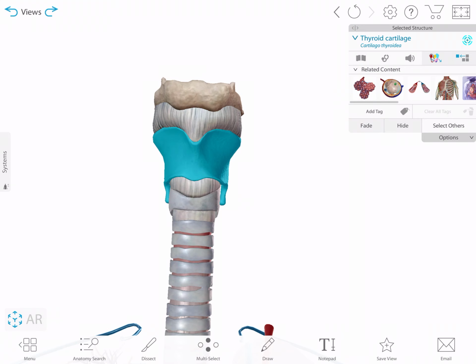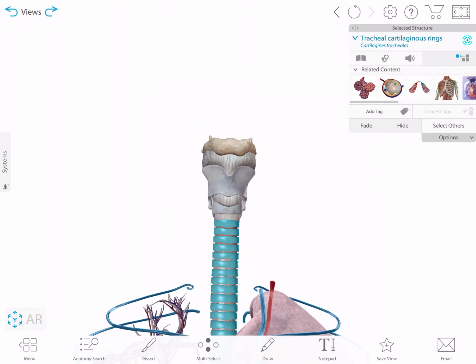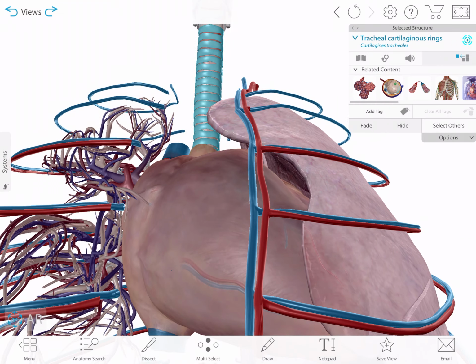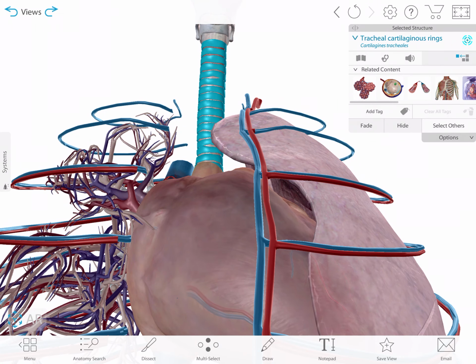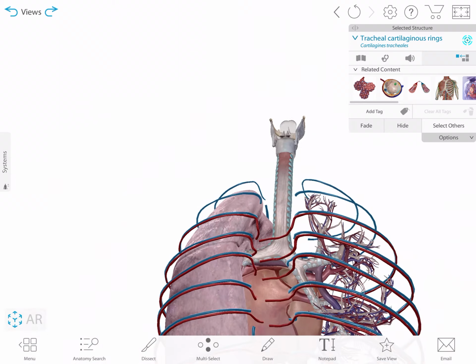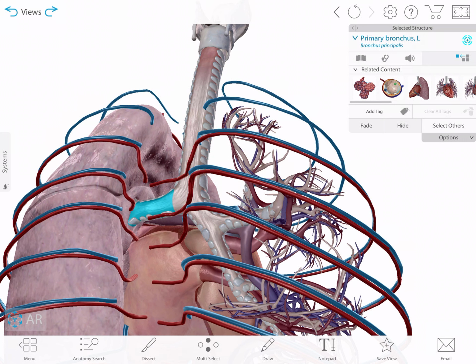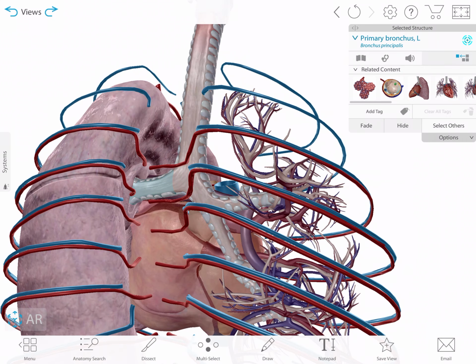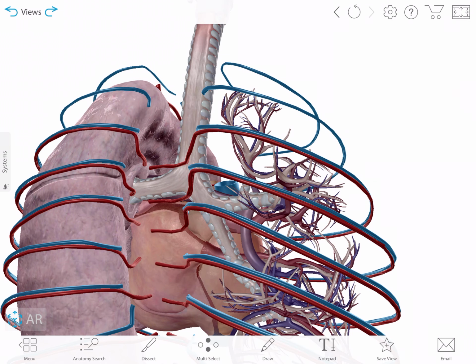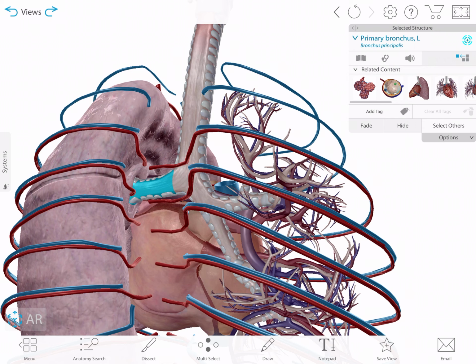This is the thyroid cartilage, below that's the cricoid cartilage, and below that we have our tracheal rings. If we go below that, we can actually see where the trachea divides into a right and a left, and they enter the lungs at a place called the hilus. And at this area of the lung, we actually have the pulmonary artery, pulmonary vein, and this primary bronchi, this main stem bronchi, enters the lung.